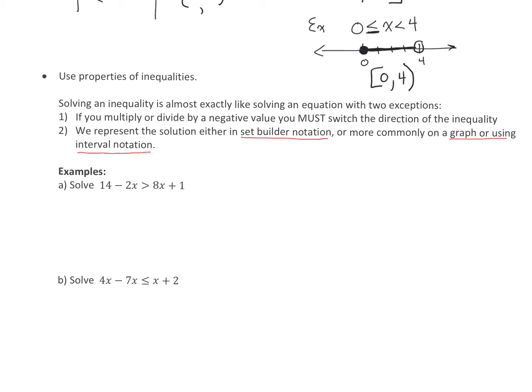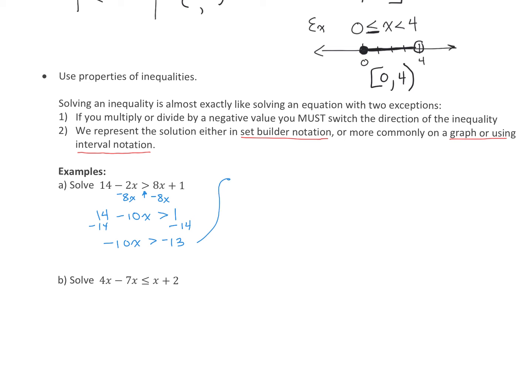So let's take a look at a couple of examples. For this first one, we really don't need to think too much about this inequality sign unless we're going to multiply or divide by a negative. So let's start by collecting our x's. So I am going to subtract 8x from each side. So 14 minus 10x is greater than 1. And then I will subtract 14 from each side and get minus 10x is greater than minus 13.